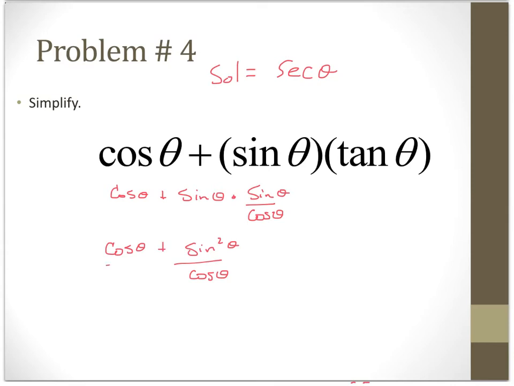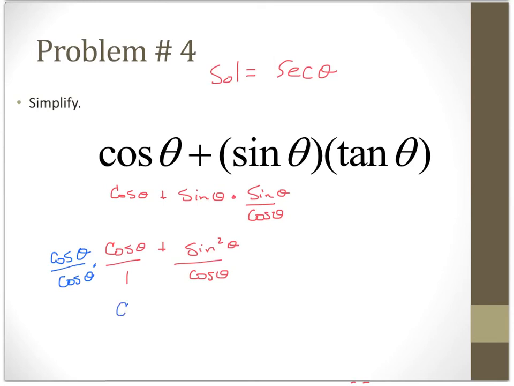Well, this one's over 1. This one's over cosine. So what do I need to do here? I need to get a common denominator. So I'm going to multiply both by cosine of theta. Hopefully the penmanship is not too bad. Clean it up a little bit. And all right, I got a common denominator now.